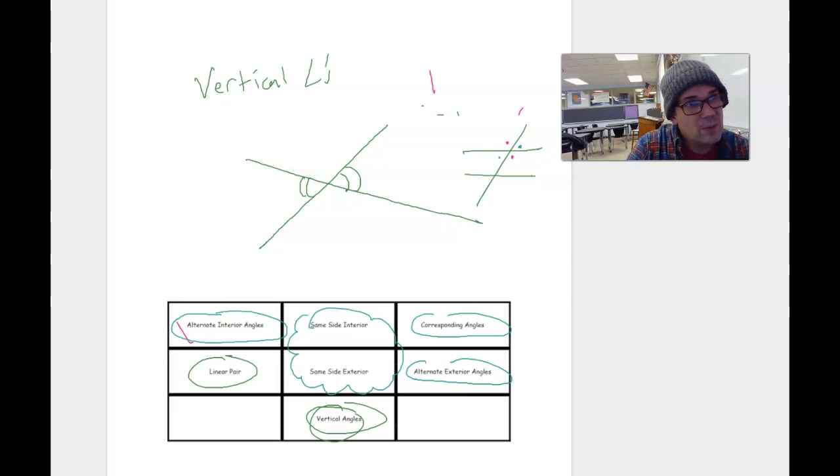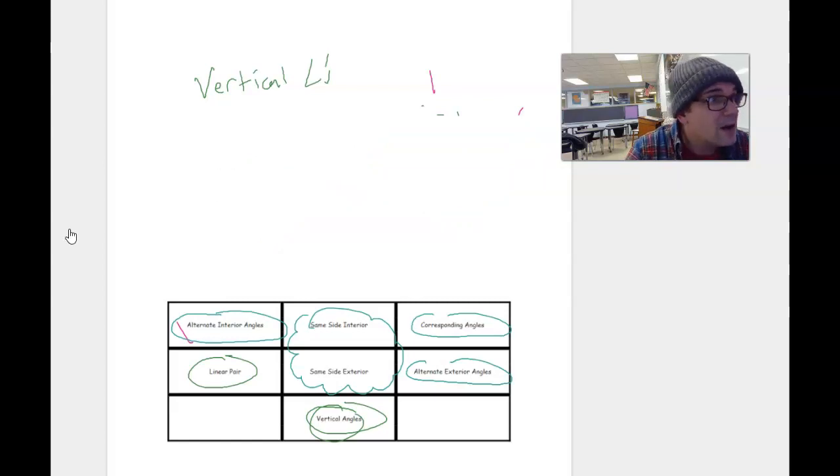This one and this one are vertical, right? Anything in the X that's directly across would be considered vertical, and vertical angles are always going to have the same measure. They're going to always be congruent to each other. Look for the X. I wish they called them X angles, but I wasn't around when they named these, so I don't get a vote.